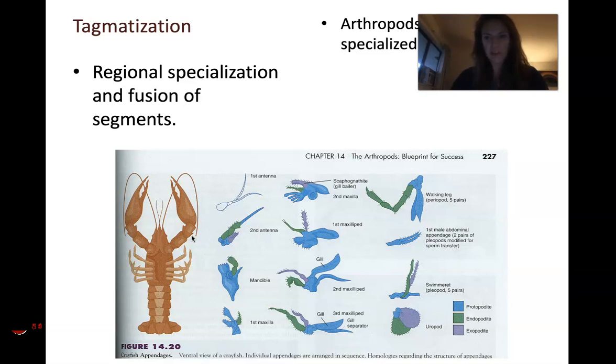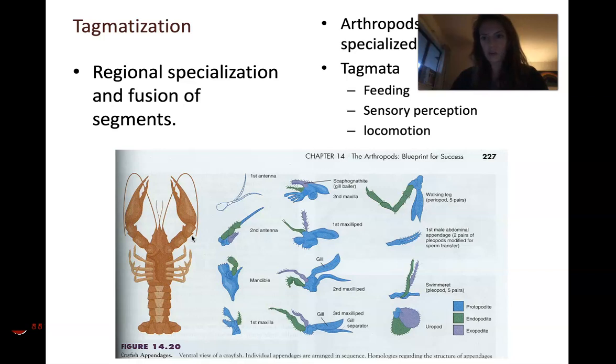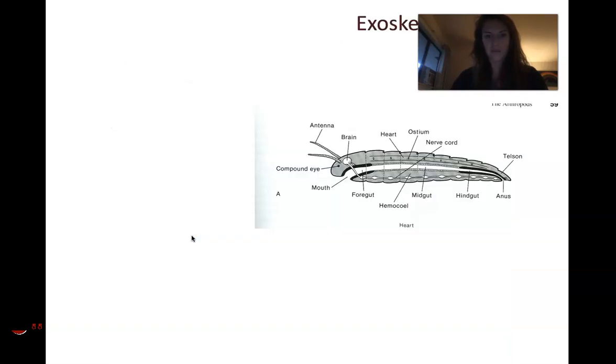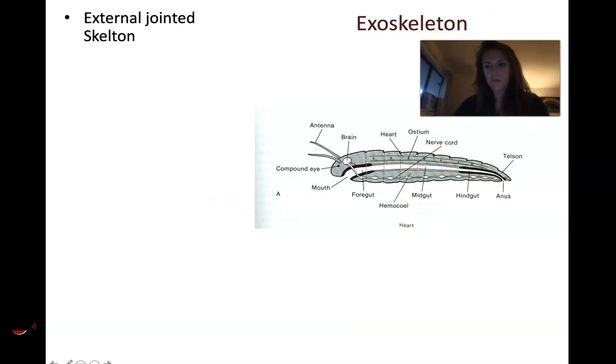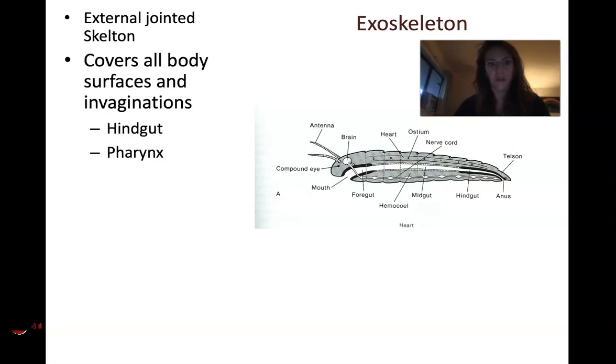So highly specialized body regions we see in arthropods. And we've got tagmata, so regions that are for feeding, sensory perception, locomotion, all different kinds of things like that. Okay. So the exoskeleton is something else that we think really has helped arthropods be successful. And their exoskeleton is strong and light and also has external joints. So it's really successful and works really well for them.